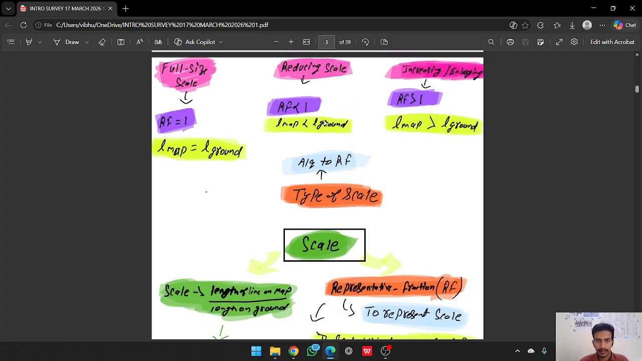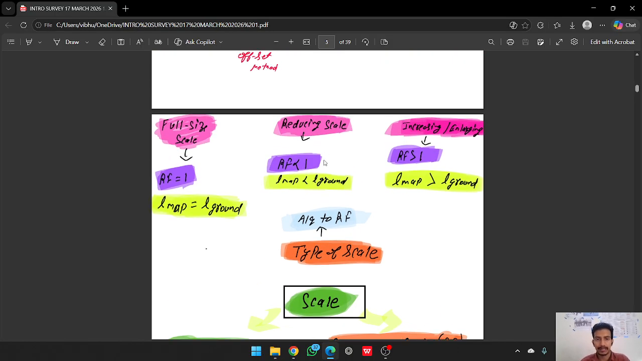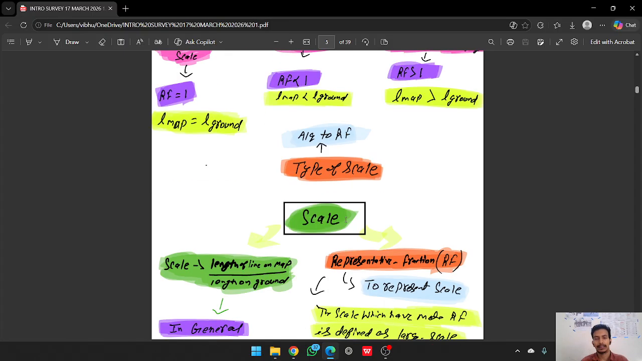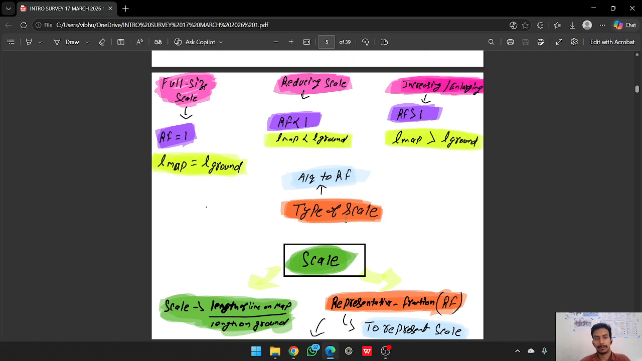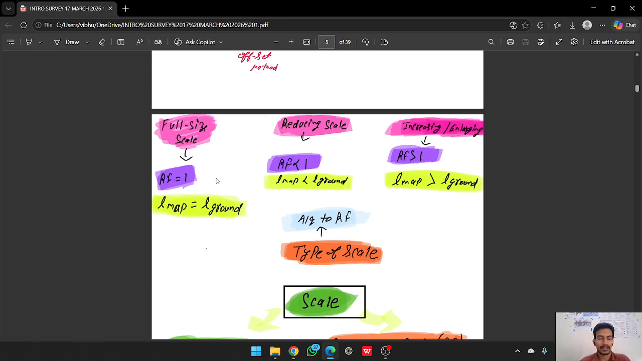That is scale. And there are 3 scales according to the representative fraction. First, full size scale, where RF is equal to 1, means map and ground are the same. Reducing scale, where map is less than ground. Increasing scale, where map is greater than ground.